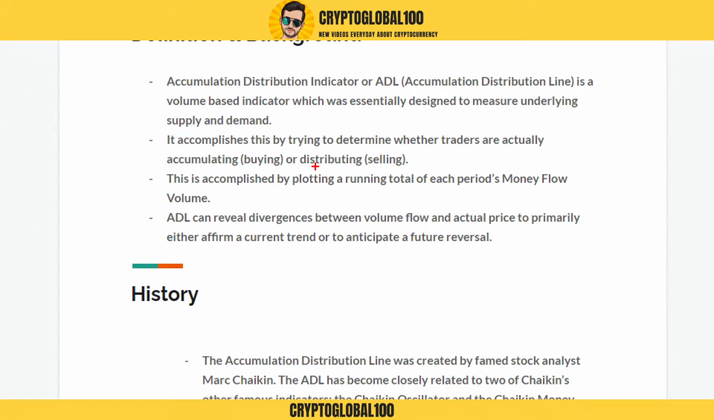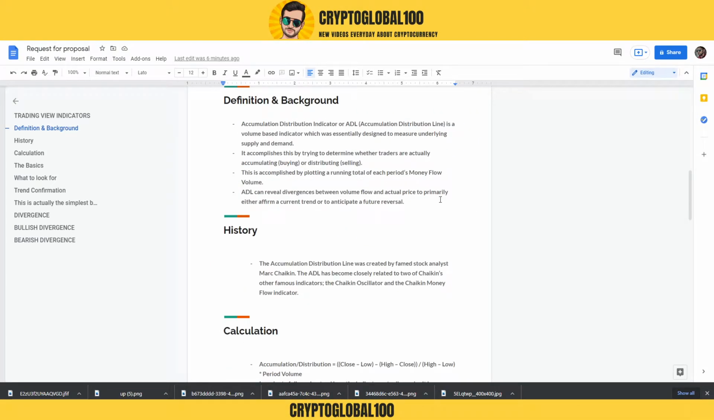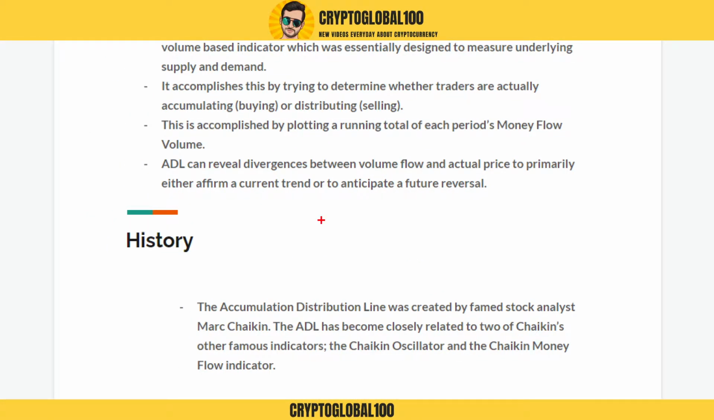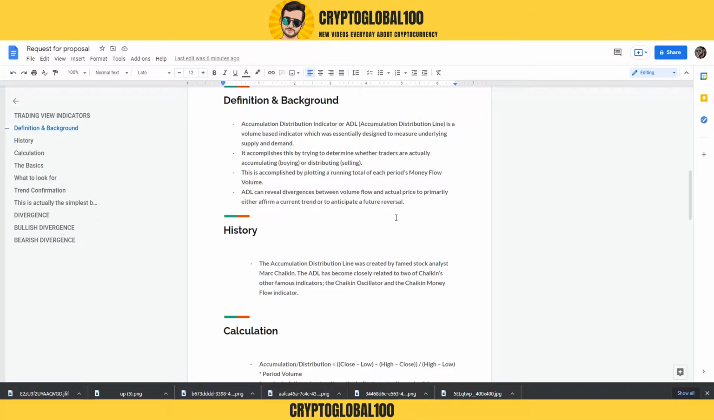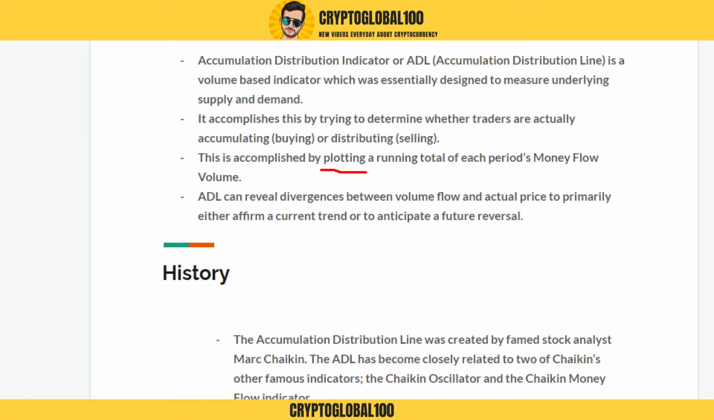Next, it accomplishes this by trying to determine whether the traders are actually accumulating. So basically this indicator tells us whether the buyers are buying or sellers are selling, what the retailers are doing, what the institutions are doing right now. Are they buying or are they selling? Here we got the perfect definition: accumulation means buying, distribution means selling. We accomplish this by plotting a running total of each period's money flow volume. ADL can reveal divergences between the volume flow and the actual price.